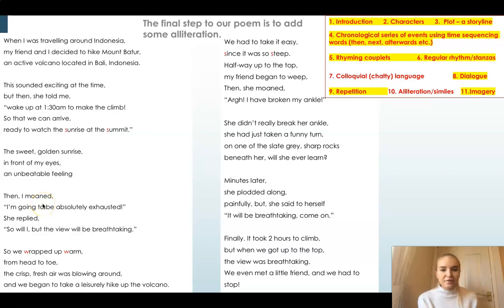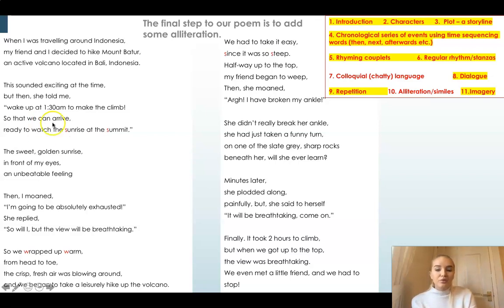Okay, so the final step to our narrative poem writing is to add in some alliteration. Now, when I was reading through my poem, I actually realised, oh wow, I've already added in some alliteration without even meaning to. So some of these words here, the letters I've highlighted in red because it tells me that I've actually used some alliteration without meaning to.